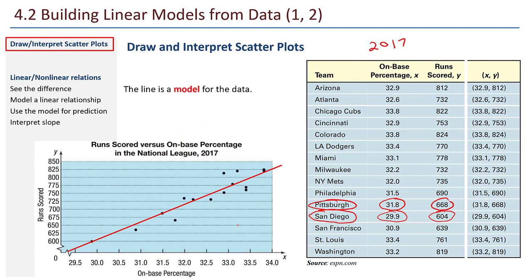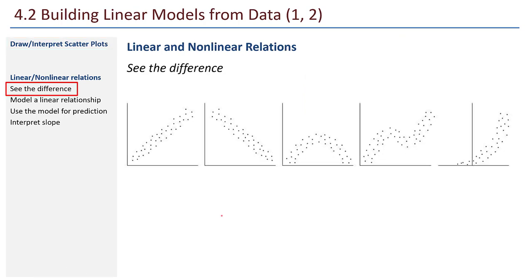The line is a model for the data. The data is kind of messy. It's real world. It has some randomness to it, and the line is nice, regular, straight, even. The line approximates the data. The line is a model for the data. So what are we going to do with this relation?